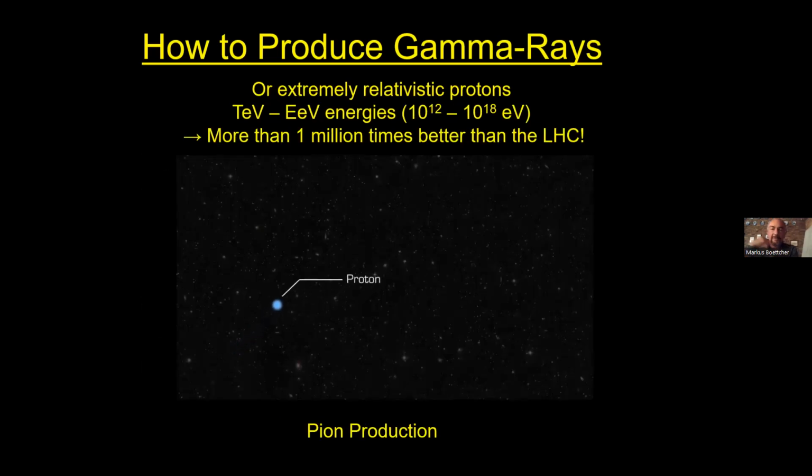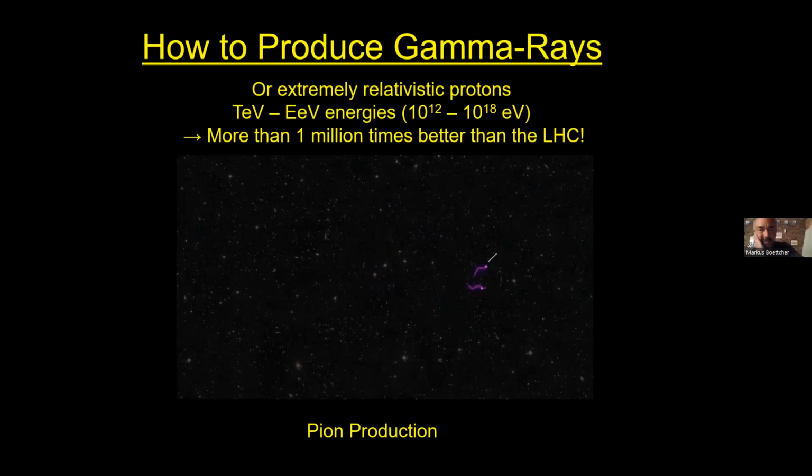Alternatively, this can happen with protons, so the nuclei of a hydrogen atom. If they interact with another nucleus or with another photon, they can produce secondary particles called pions. Pions are unstable and decay. And the decay products are either two photons, that are gamma ray photons, or if they're charged pions, they produce secondary particles, including neutrinos. But that would be an entirely different talk if I was talking about neutrinos. So in this talk, we're only dealing with the gamma rays.